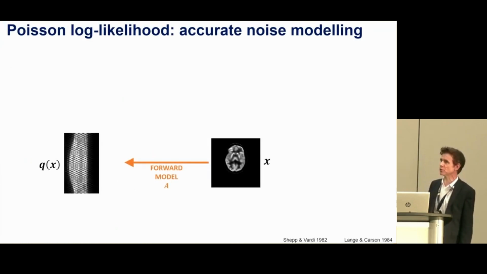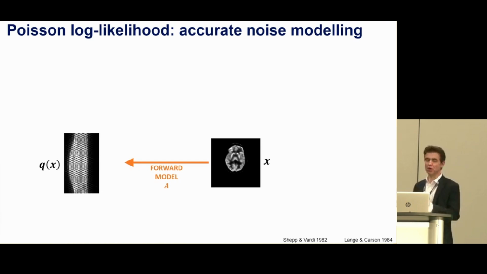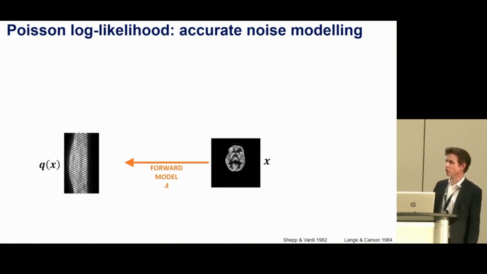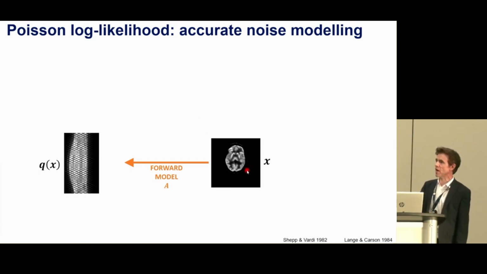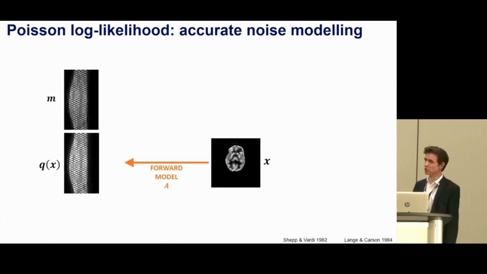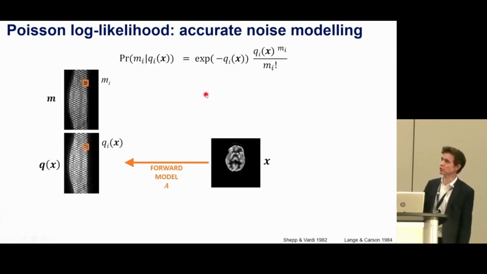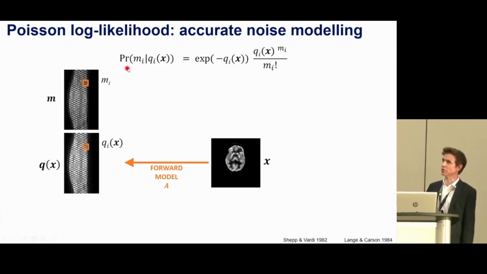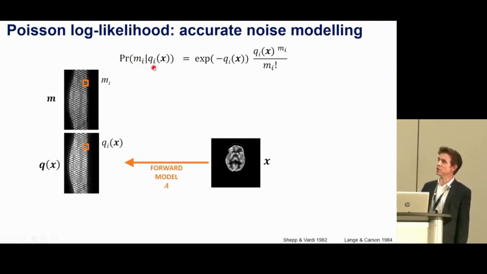This should be very familiar to you: the Poisson log likelihood, which is behind that MLEM method. What we're trying to do is find some image X, which when we forward model with our system matrix gives some model of the mean sinogram data. We compare that to the measured sinogram data. We use the Poisson probability distribution to say what's the probability of getting a certain number of counts M in bin i if the mean was modeled by q_i, which of course is modeled by our forward model from our current guess of the image X.